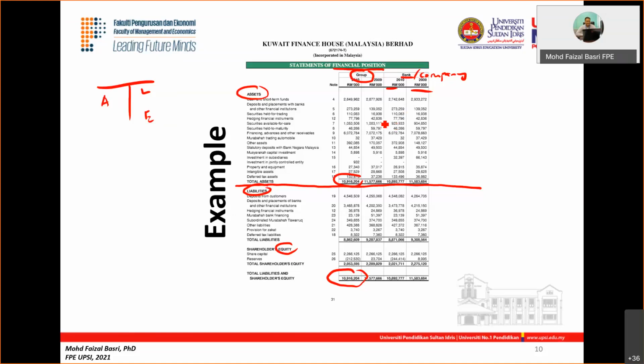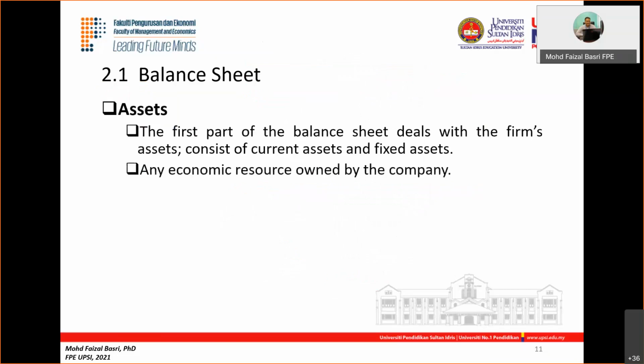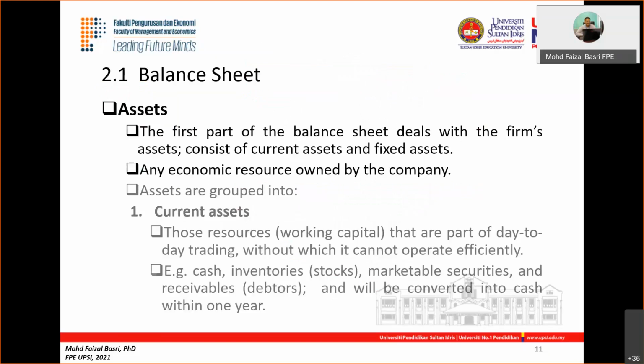Okay, so that's our first statement, the statement of financial position or the balance sheet. Remember, we have three categories. We have assets, liabilities, and also equity. For assets, we have current assets and fixed assets. For liabilities, we have current liabilities and long-term liabilities. Then we have equity, okay? So all of the items I mentioned earlier are actually here. You can reread it later on.